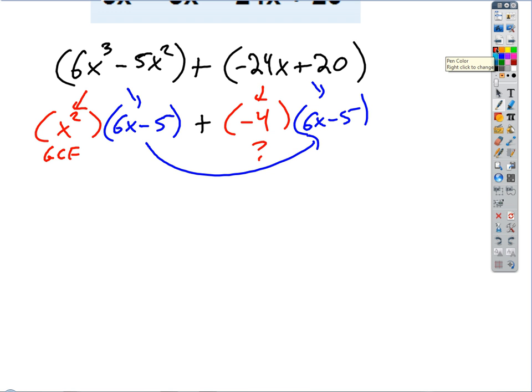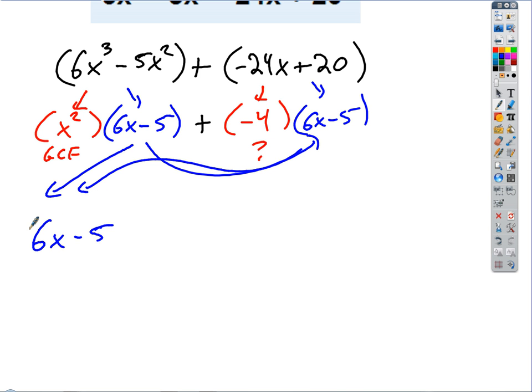we can go down here, and so I've got the 6x minus 5s in each group that I can factor out. So I'll take each of these and pull those out front. And what am I left with? Well, if I take those away, I'm left with x squared minus 4, right? That's it? And so that's the factoring by grouping part.